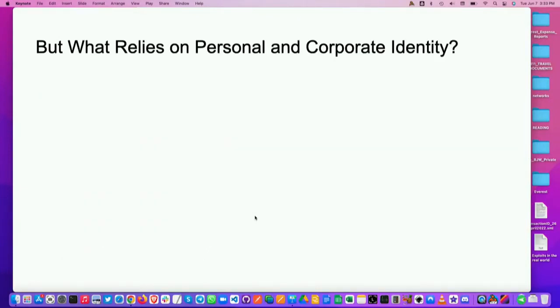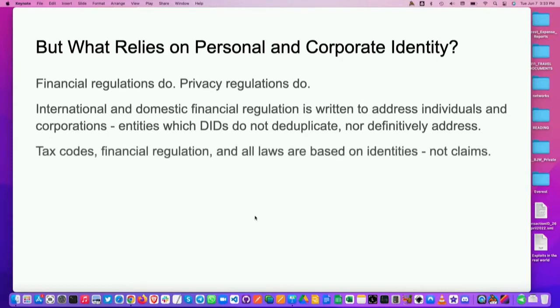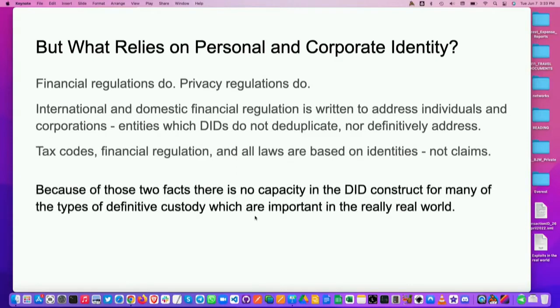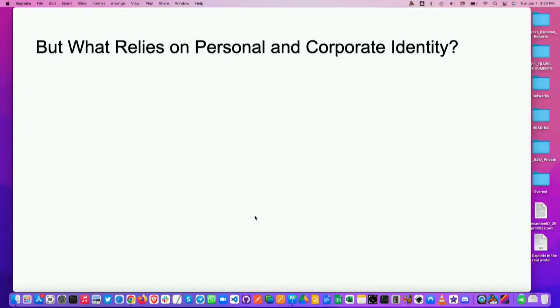But what relies on personal and corporate identity? Well, financial regulations do. Privacy regulations do. International and domestic financial regulation is written to address individuals and corporations, entities which DIDs do not deduplicate nor definitively address. Tax code, financial regulation, and all laws are targeted at individuals, at identities, not claims. Because of these two facts, there's no capacity in the DID architecture for many types of custody which are important in the real world.